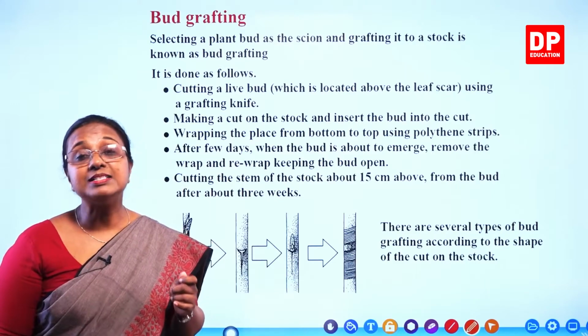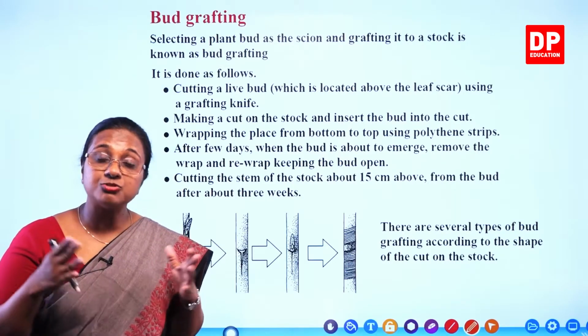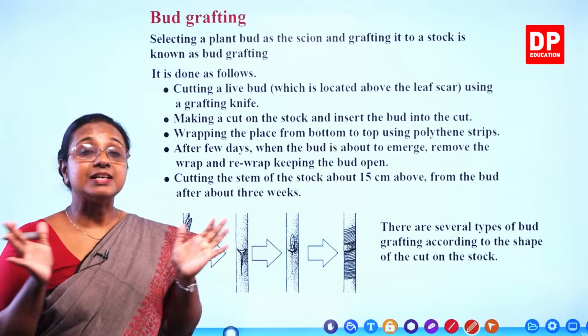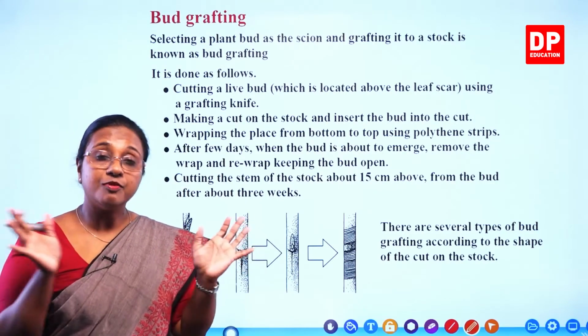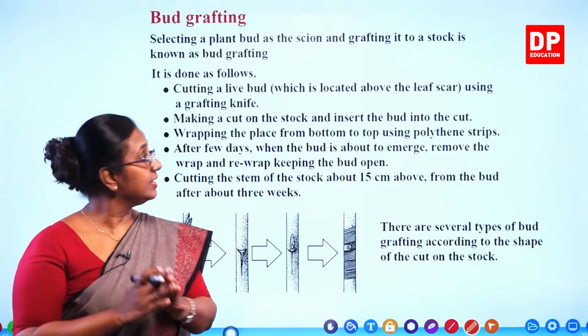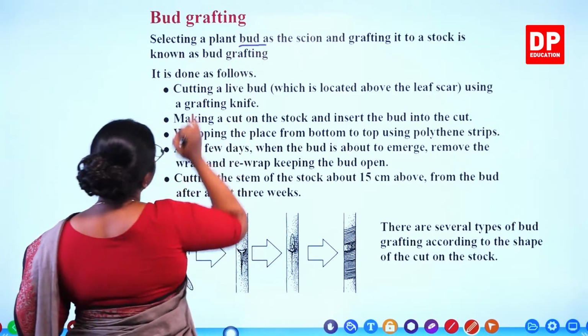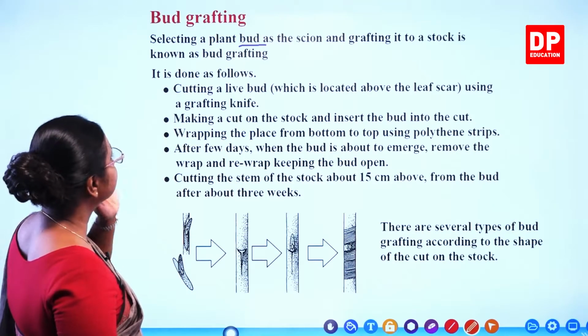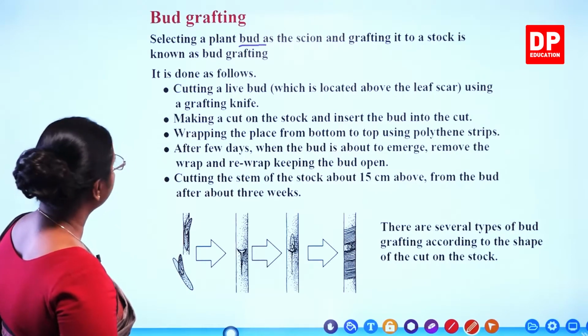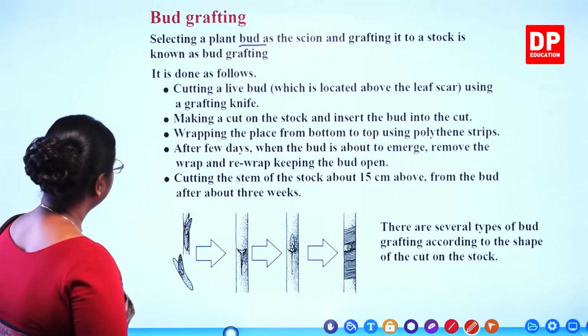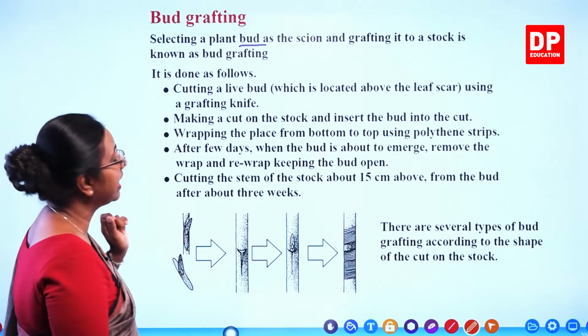Normally, the buds are the parts of the plant that actually grow. The apical bud increases in size, and then the axillary buds form the branches. So, that is why we select a bud. Selecting a plant bud as the scion and grafting it to a stalk is known as bud grafting. And this is how it is done.